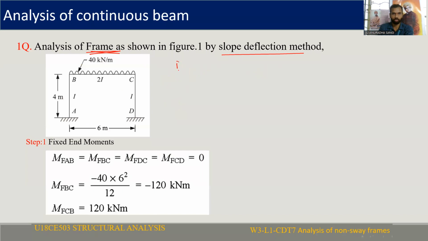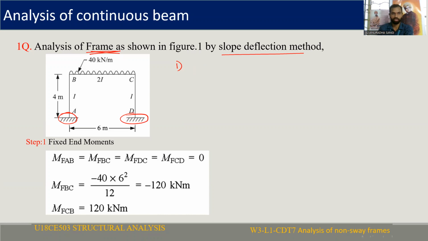Sway occurs in three ways. First one is when the supports are at different levels, then sway is possible. Or different types of supports, then sway is also possible. So A is a support, D is a support. For A and D, the supports are the same, fixed supports. The sway is not possible. That means this is a non-sway frame.